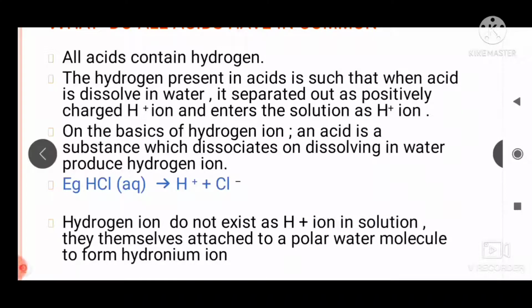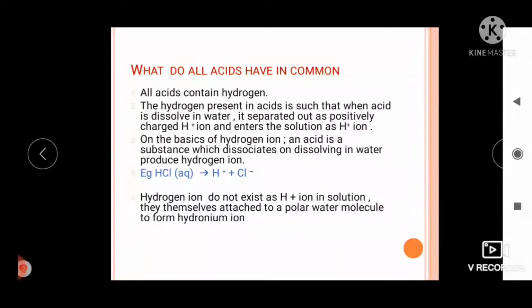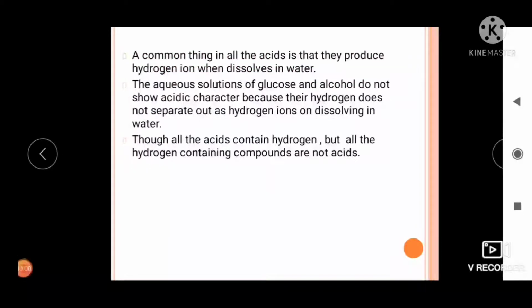And the hydrogen ions do not exist as H+ ions in solution. They attach themselves to the polar water molecules to form hydronium ions, that is H3O+. H+ plus H2O gives the hydronium ion. So hydrogen ions must always be written as either H+ or hydronium ions, H3O+. Therefore, we can say a common thing in all acids is that they produce hydrogen ions when dissolved in water.